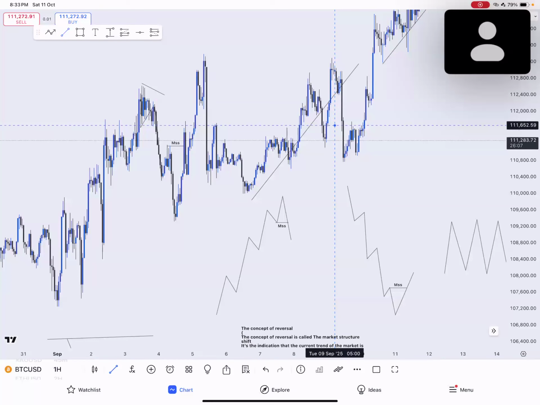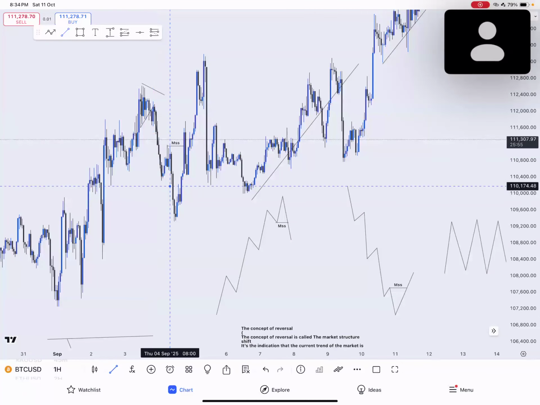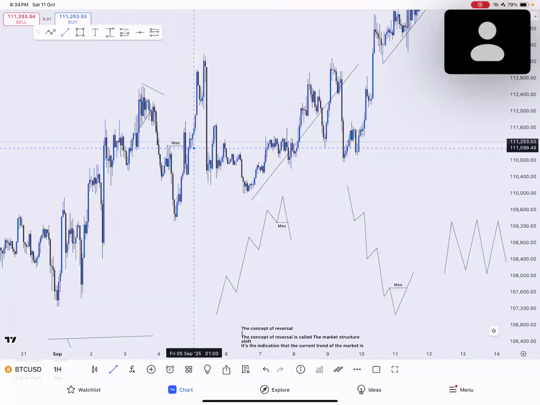I'll go again. If the market was in one direction and you want to change the direction to the opposite side, you will have to use the concept of continuations. But the moment, sorry, let me repeat myself again. If the market is on a particular trend and you want to change the direction from that trend to the opposite side, you have to use the concept of reversals.